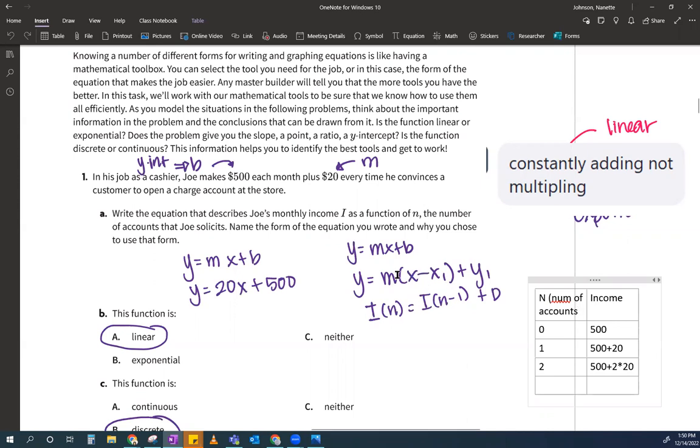Now, Ms. Johnson, if I was to write it using the point slope form, would my equation look the same? No, it wouldn't. Ms. Johnson, if I do use it, which point would I use? You could use whatever point you want. You could use this one with 2, 540. If you used 1, 520, it wouldn't look the same, but the important thing here is that they would be the same, value-wise.